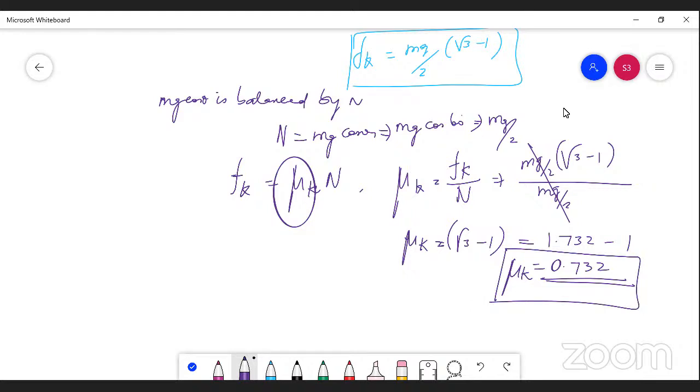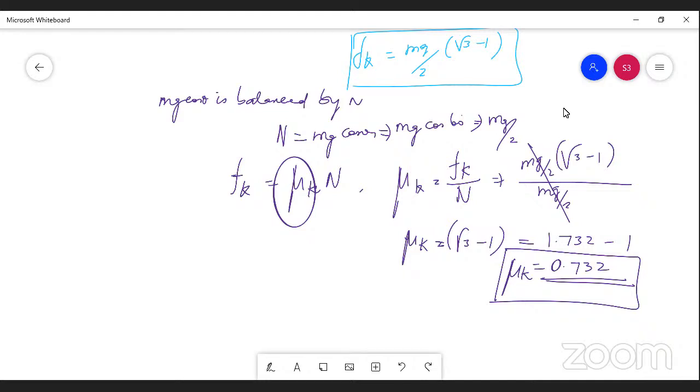So this is how the problem goes. If you are asked to calculate the coefficient of kinetic friction, you can find out the value of kinetic friction and the value of the normal reactive force. If you divide the kinetic friction by the normal reactive force, you can calculate mu k, because Fk equals mu k into N.